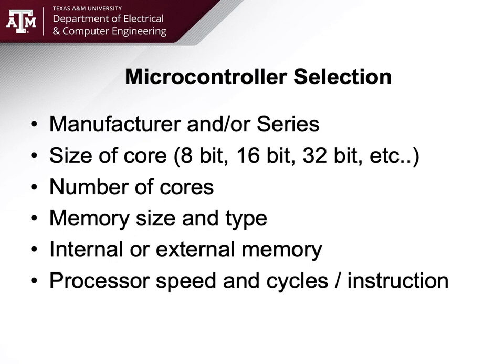The number of cores you may need. If you're doing a lot of processing, you might want 4 cores or 8 cores, and you can actually write code and target it to a specific core.